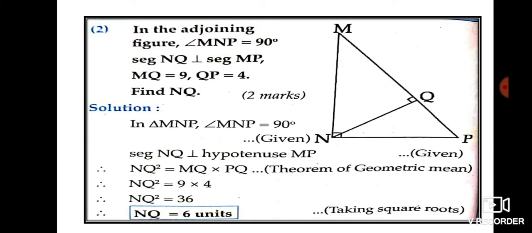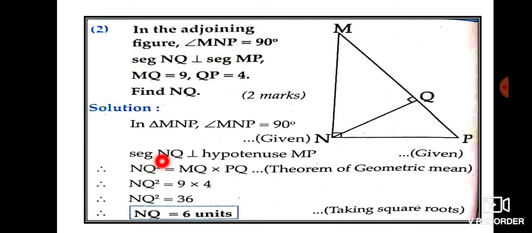In the adjoining figure, angle MNP is 90 degree given. And they are saying NQ is perpendicular to MP. If MQ is 9 and QP is 4, find NQ. So the solution, first you have to mention the triangle, because you can see there are many triangles here. In triangle MNP, angle N is 90 degree given. NQ is perpendicular to the hypotenuse MP. So we can say that NQ square is equal to MQ into PQ.